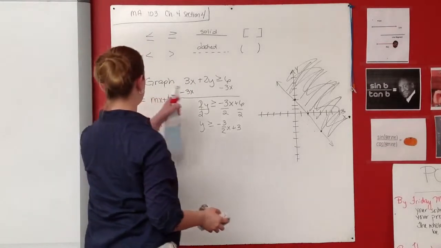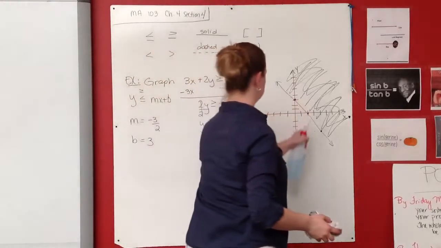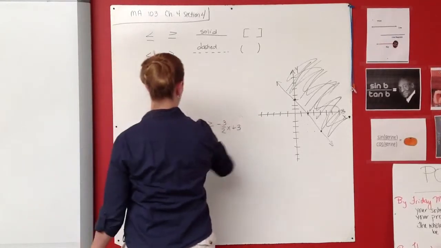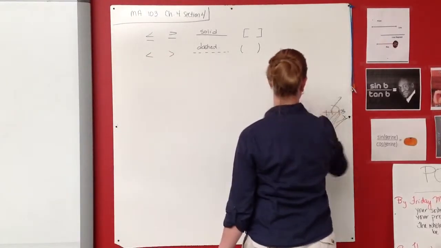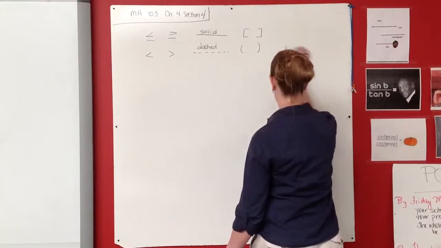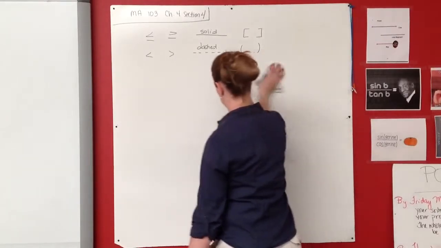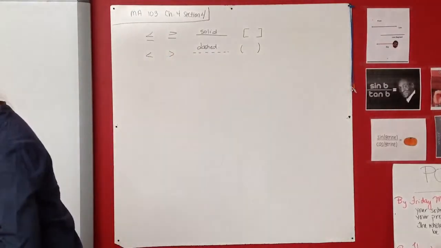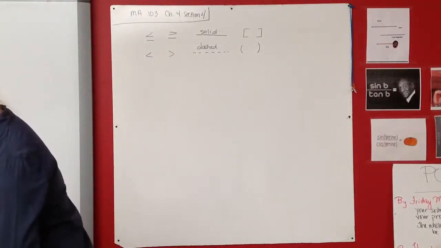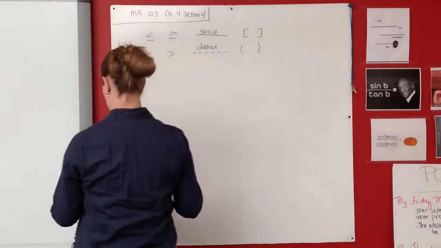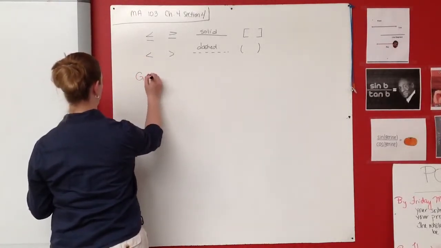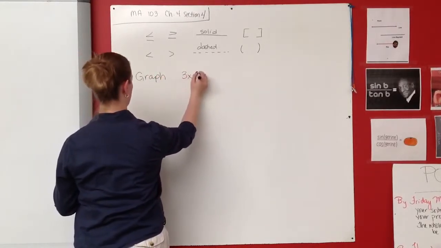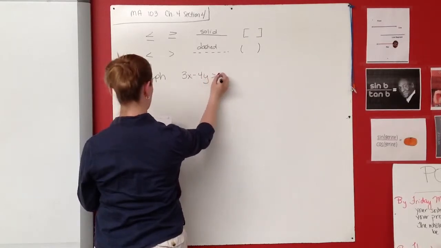Look at one more example. All right, the next example is going to say graph 3x minus 4y greater than 0.